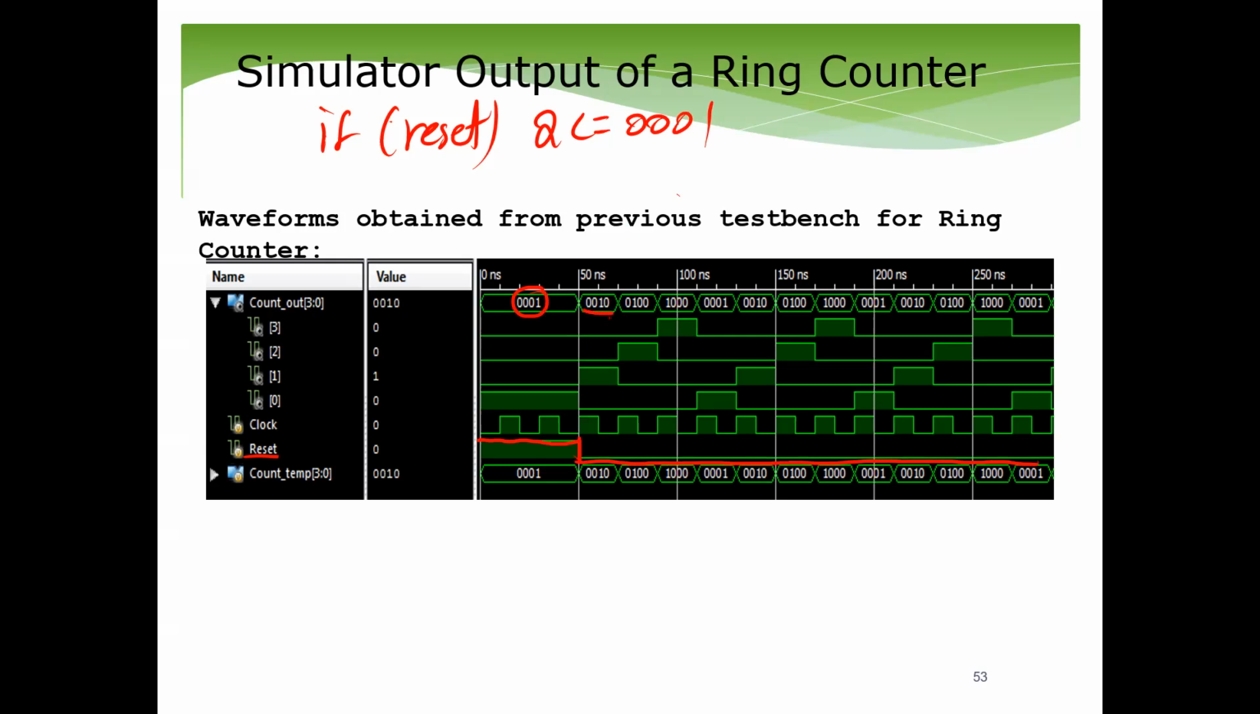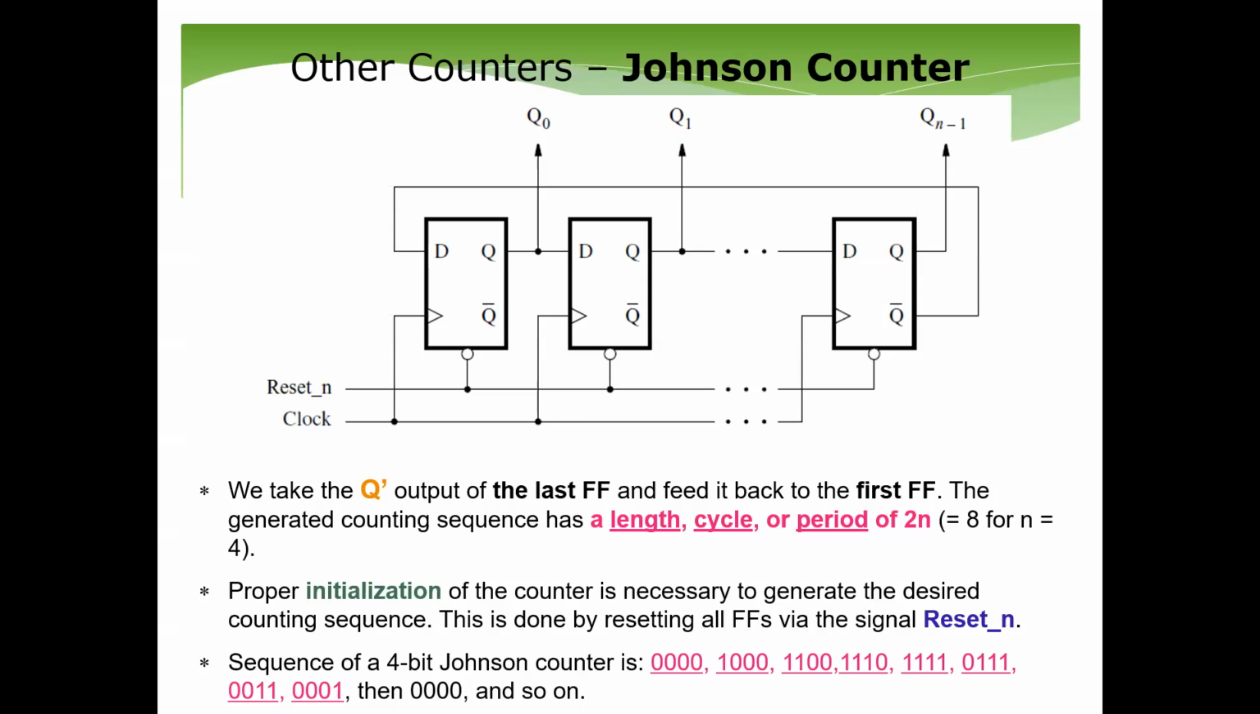And notice that it's shifting the 1 to the left until you reach 1000, which is the final state, and then back to the same state, which is 0001. As long as reset is 0, this counter is going to keep progressing the same way. Okay, so this is the test result for a ring counter that is shifting to the left. That's it for the ring counter.